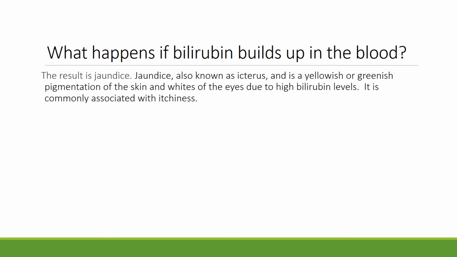So what happens if bilirubin builds up in the blood? Remember that bilirubin was the yellow pigment. The result is jaundice, also known as hyperbilirubinemia. Hyper means too much, bilirubin refers to the yellow pigment bilirubin, and emia, the blood. Jaundice is a yellow discoloration of the skin, the mucous membranes, and of the whites of the eyes due to elevated levels of the chemical bilirubin in the blood.